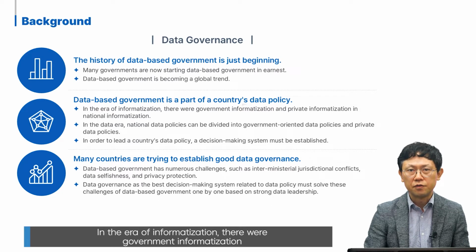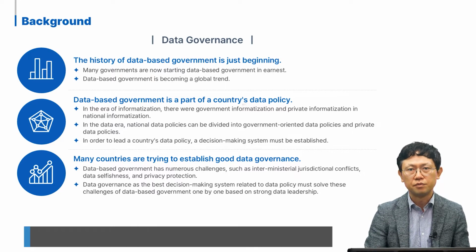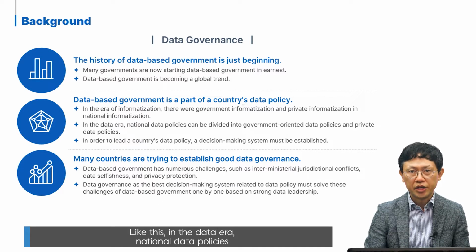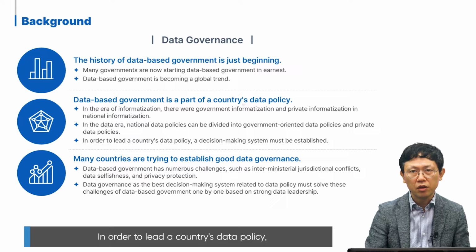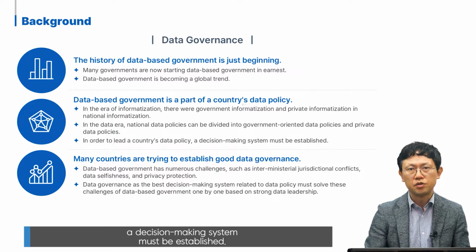In the era of informatization, there were government informatization and private informatization in the national level. Like this, in the data era, national data policies can be divided into government-oriented data policies and private data policies. In order to lead a country's data policy, a decision-making system must be established. Many countries are trying to establish good data governance.